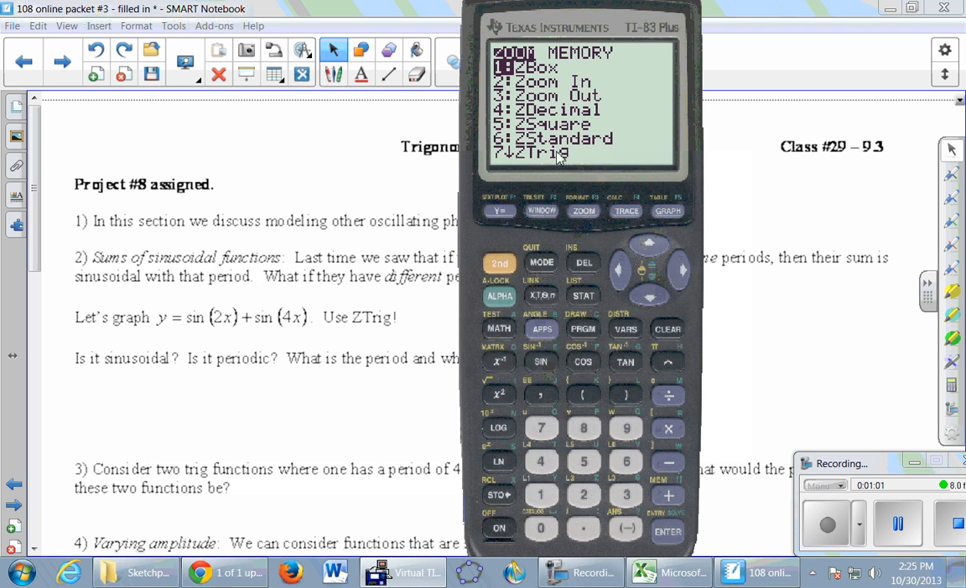Now, to be honest, I don't know exactly how zoom trig works. I just know that if I have trig functions, sometimes I give it a shot. So we're going to hit zoom 7. And this looks like a pretty good window given what it is. Okay, so apparently that crazy looking function is the sum of these two very well-behaved functions.